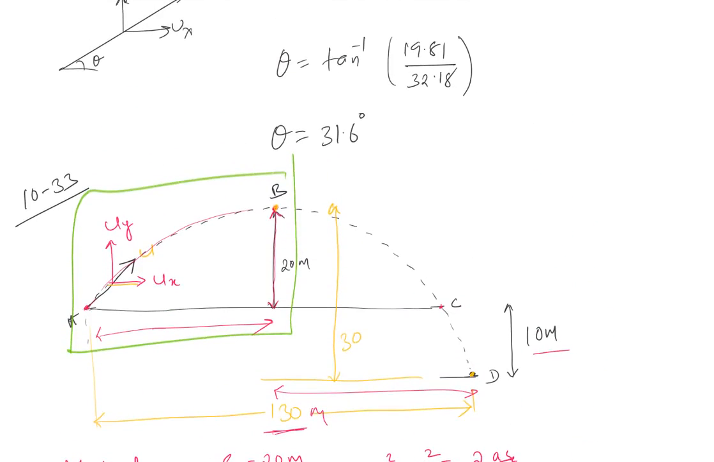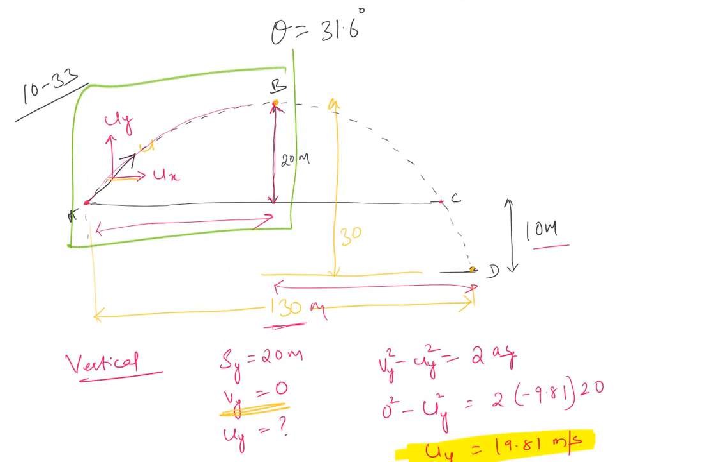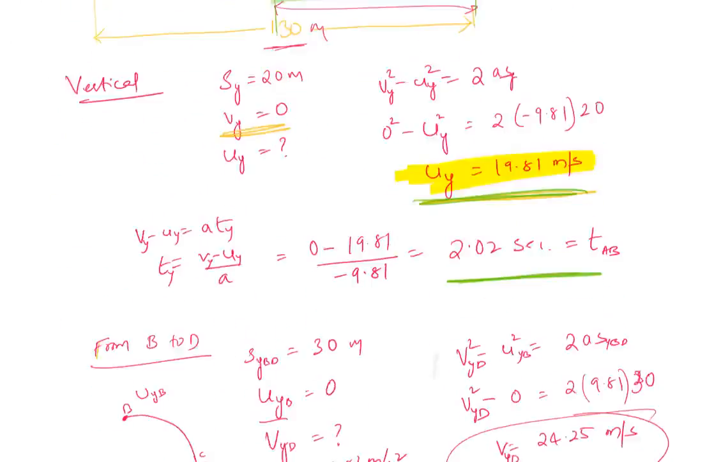We do the same thing on this side. We calculate the time it takes to go 30 meters. But we cannot say this is half of 130, because that part is out of the symmetric part. This and this are symmetric, but there's some extra part, so we cannot say from here to here is half of 130.